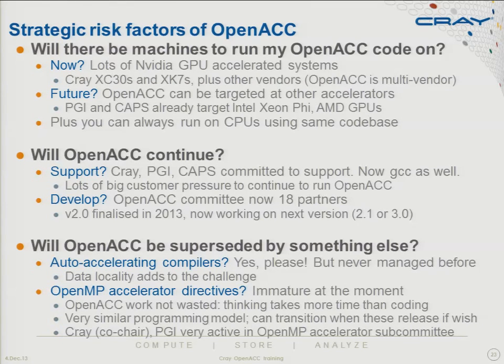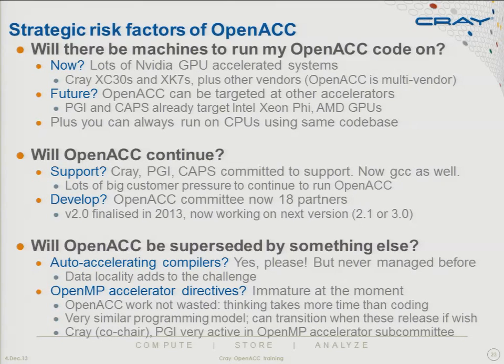The OpenACC committee, which started with 4 partners, is now up to 18. Version 2 was finalized this year. They're now working on the next version. There's a huge growing interest, not just from the compiler and machine vendors, but also from partners doing applications and tools who are all committed to taking OpenACC forward.